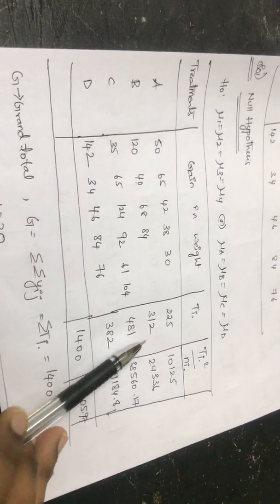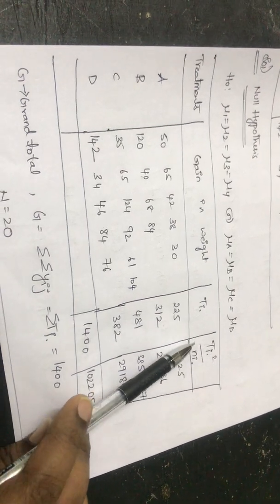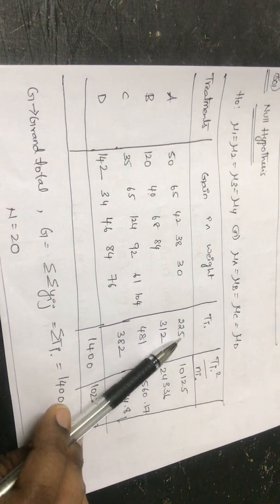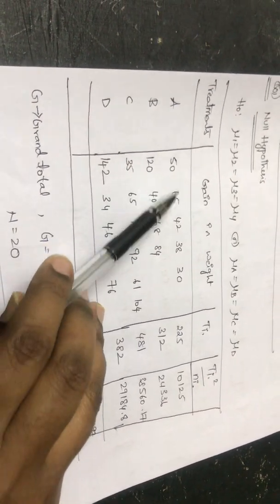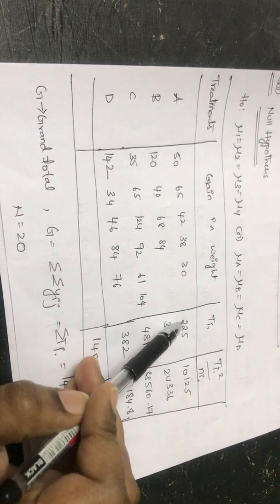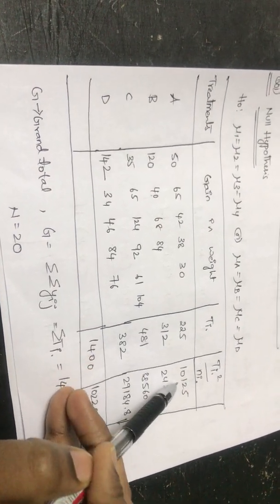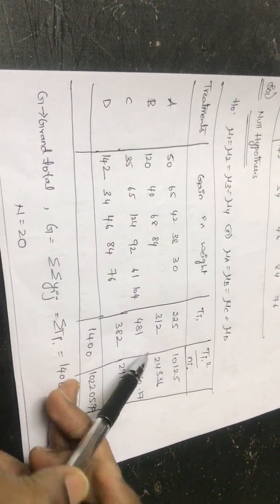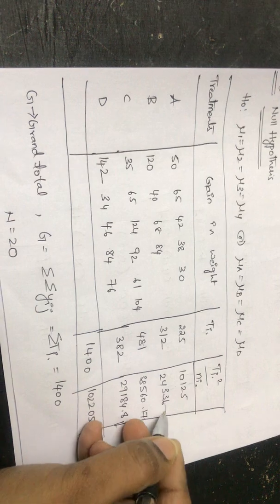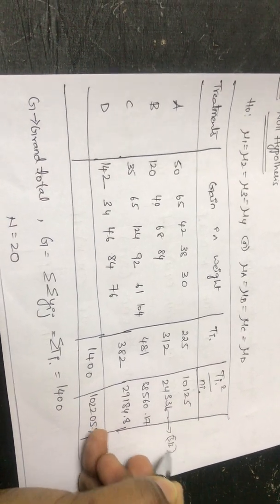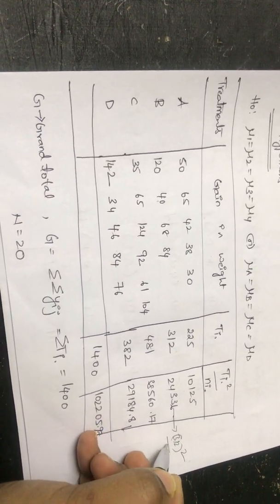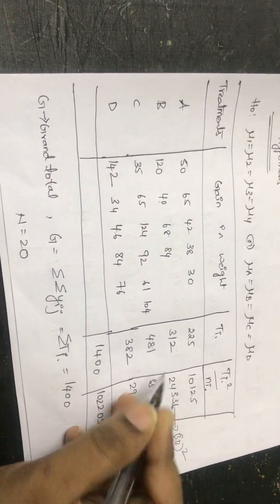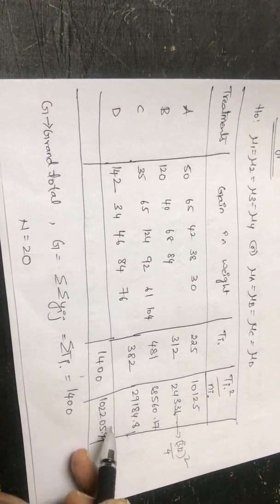We have to take the totals row-wise and divide by the number of observations. So Ti dot square divided by ni: 225 whole square divided by 5, since there are 5 observations in A. So we will get this value. Similarly for B, 312 whole square divided by 4, the number of observations in B. So we'll get this value. Similarly for all the values.